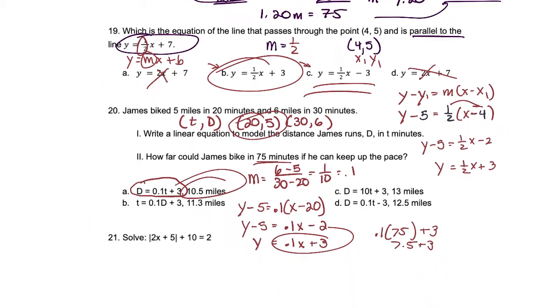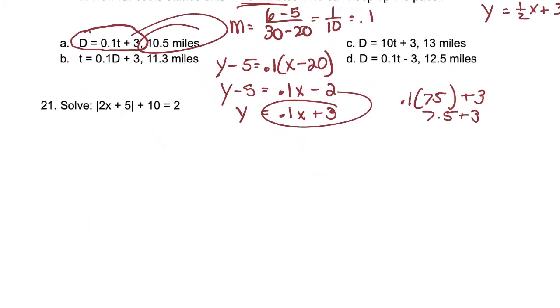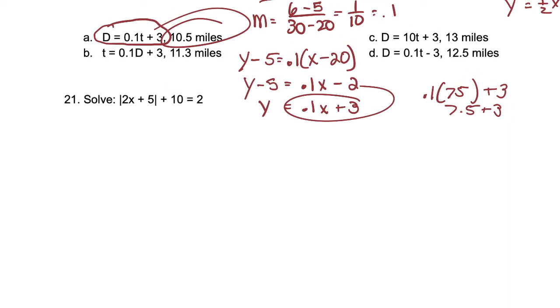Next one, number 20. We switch gears now. We got an absolute value equation, and it's just solve it. So what we want to do is isolate the absolute value. So we've subtracted 10 from both sides. Now, this is kind of an interesting problem. Look what happens here. The absolute value equals -8.